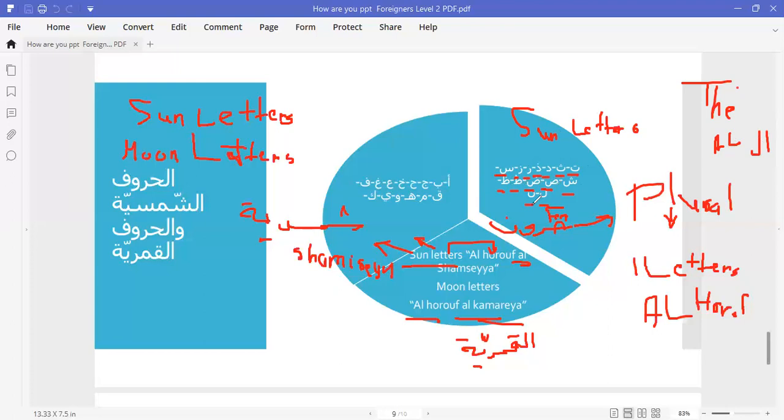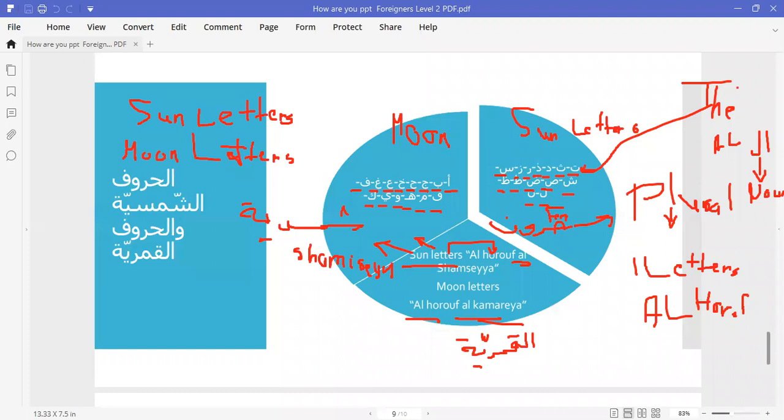What are the moon letters? We have alif, we have ba, we have ja, we have ha, we have kha, we have ayn, we have gha, we have fa, we have qa, we have ma, we have ha, we have wa, we have ya, and we have ka. These are the moon letters. So, as we said, the definite article the is going to be attached to these letters. These letters will come after L. Some of these letters are sun letters and some are moon letters. And we know that L is attached to a noun, and it becomes a definite noun. But when we attach L to a noun that starts with a sun letter or with a moon letter, it's pronounced differently. We'll see how in the following slides.